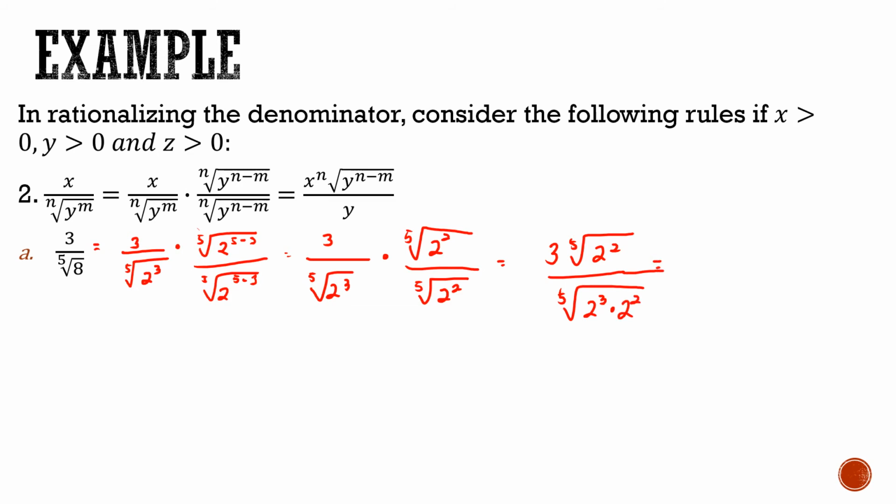So we simplify 2 squared, that is 4. So we have 3 fifth root of 4 over, so add the two exponents, so we have the fifth root of 2 to the fifth. So we can actually cancel out 5, the exponent and the index. What's left is 2. Therefore, our answer is 3 fifth root of 4 over 2.